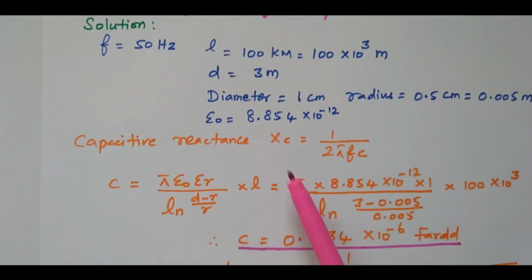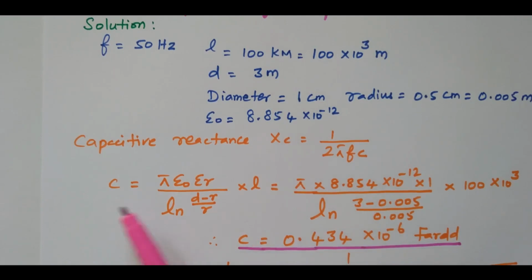If you want, the capacitive reactance formula is 1 divided by 2 pi Fc. Here F is already available, 50 Hz, but the C value is not given. So first we'll find the C value. After calculating the C value, we can calculate the capacitive reactance, right?